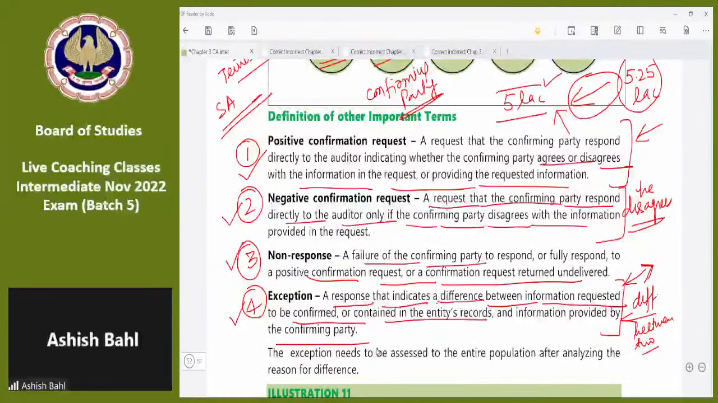Now negative confirmation request. It means a request designed by me in such a way that the confirming party only gives a response to me if he disagrees with the information provided in my request. Is that clear? I ask him, please respond if you disagree with the information. Say if the balance of Mr. X in my books is 5 lakhs, I ask him to respond only if the balance is more than or less than 5 lakhs. If it is 5 lakhs, no need to respond.